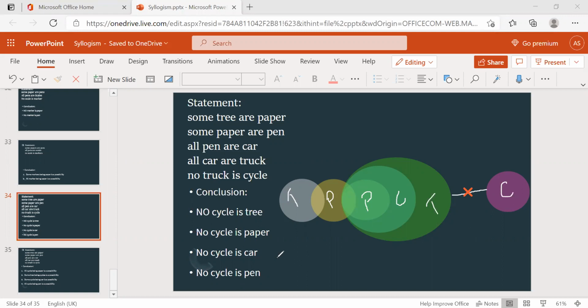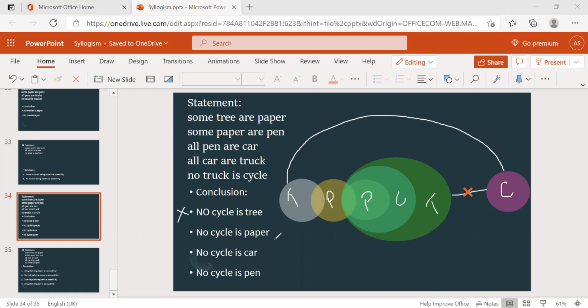Now check the conclusion one. No cycle is a tree. So tree is here, cycle is here. There is no connection between these two, and they are giving the definite statement. It is a wrong one, right? So no cycle is a tree is wrong.